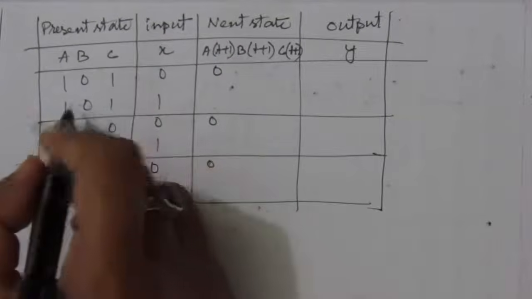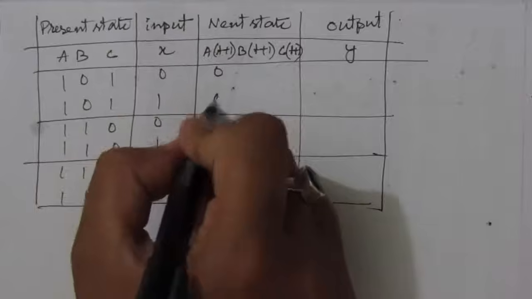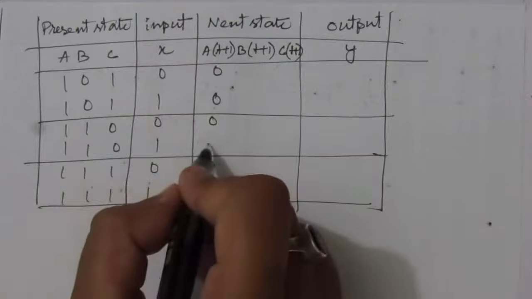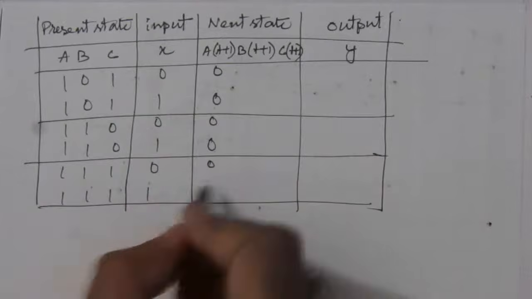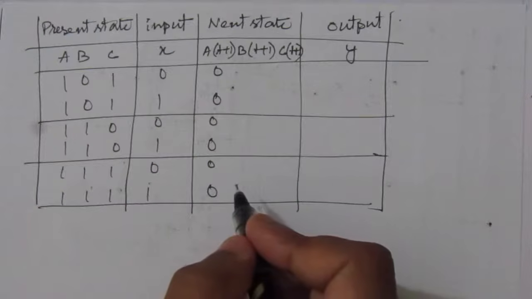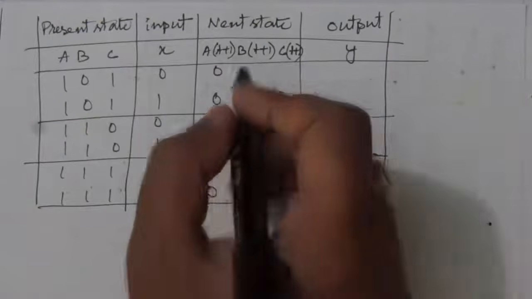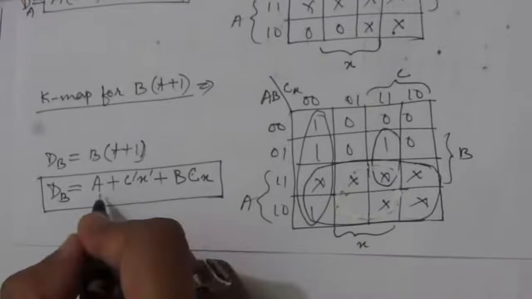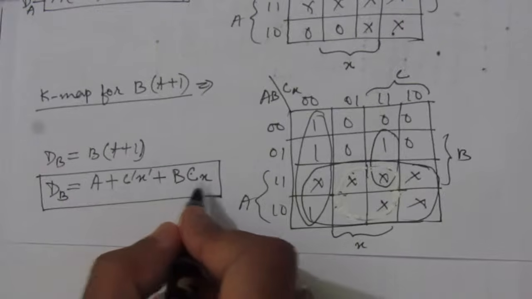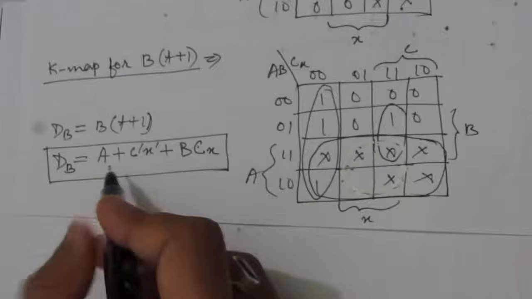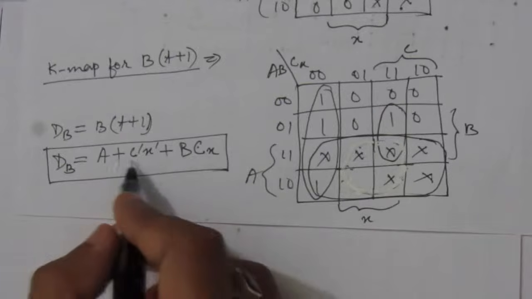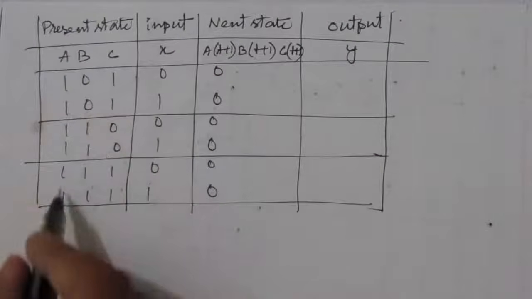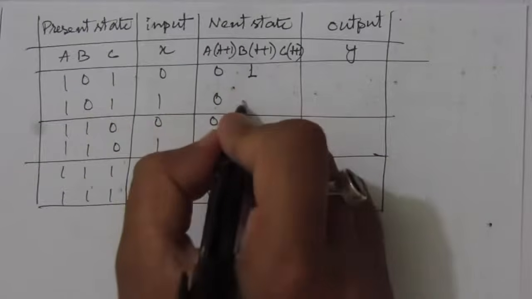So for these terms, a bar b bar will be 0, so it will be 0, and a bar b bar is 0, so it will be 0, and a bar b bar is 0. So all are 0. Next we have to find out b of t plus 1. So b of t plus 1 is a plus c bar x bar plus bc x. We can see that this is an OR operation, so whenever any of the terms is 1, the output will be 1. For all of them, a is equal to 1, so it will be 1.